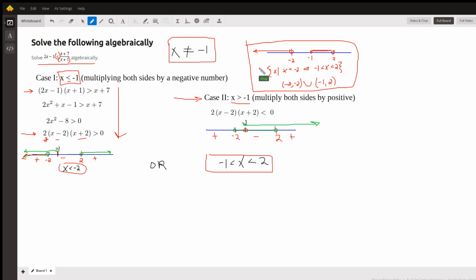Here it is in set builder notation, the set of all numbers x such that x is less than -2, or x is between -1 and 2, where x is any real number. And here's interval notation. Join the interval of numbers from -infinity to -2 with the numbers from -1 to 2.